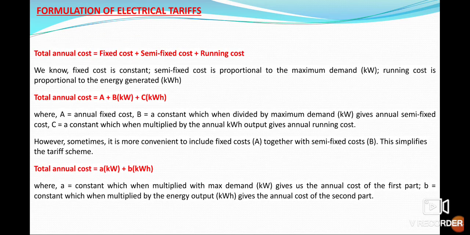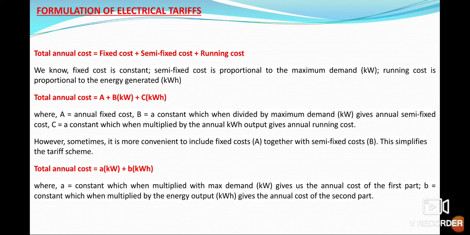Next is the formulation of electrical tariffs. The total annual cost, as we have discussed earlier, is basically equal to the fixed charge plus the semi-fixed cost plus the running cost. So we know that fixed cost is constant, semi-fixed cost is proportional to maximum demand and independent of energy, that is kilowatt hour generated by the plant, and running cost is proportional to the energy generated.